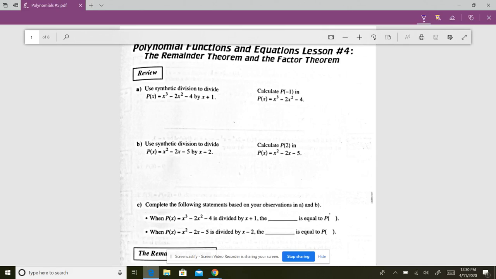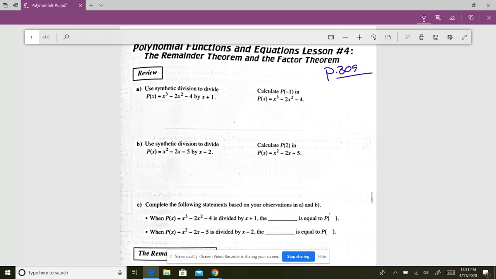All right, everybody. We're on lesson number 4 now. This is page 309. We're going to start to use our synthetic division and/or long division. I am going to use synthetic division for all the examples that I do, but your choice. Synthetic division is a lot faster. Like I said before, you only need to know one. I would stick with synthetic division for this course.